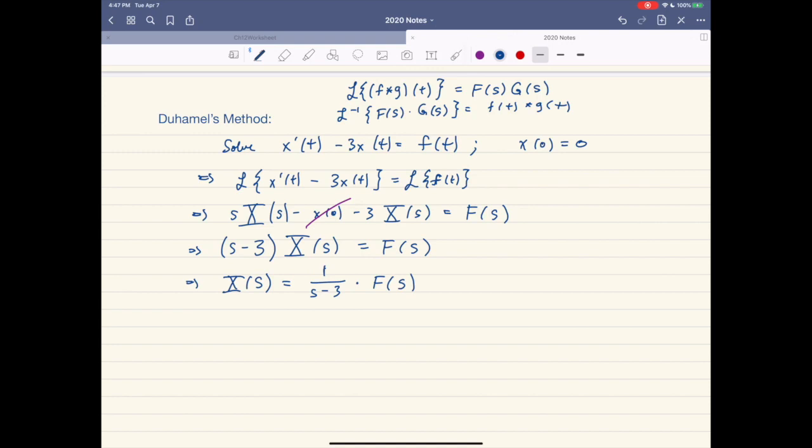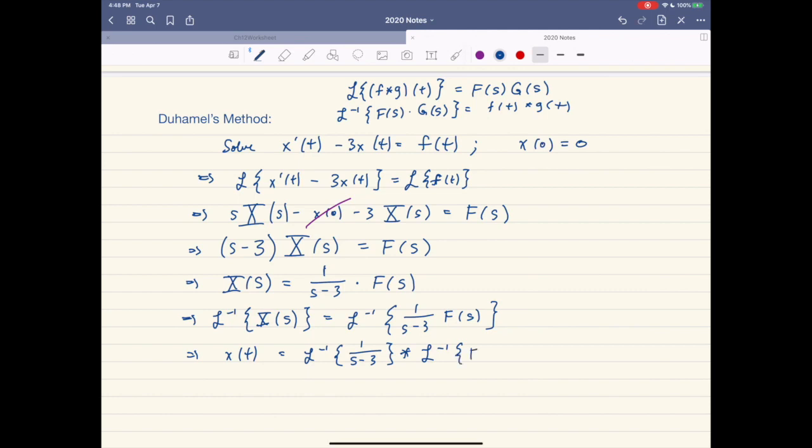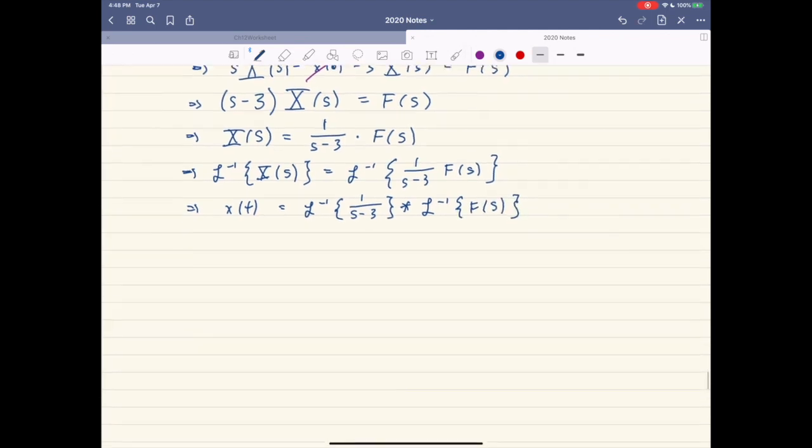So we end up with f convolved with g of t, and that's exactly what we're going to do. So now we'll take the inverse Laplace transform of both sides. When we take the inverse Laplace transform of capital X, we end up with little x, which is what we're looking for. And when we take the inverse Laplace transform of a product, this is going to be the convolution of the inverses. So this is going to be the inverse Laplace transform of 1 over s minus 3 convolved with the inverse Laplace transform of capital F. Now the inverse Laplace transform of capital F is nothing more than little f, just based on our convention.